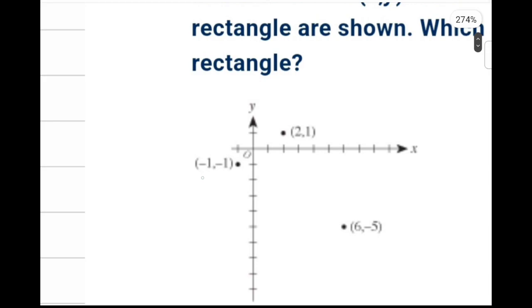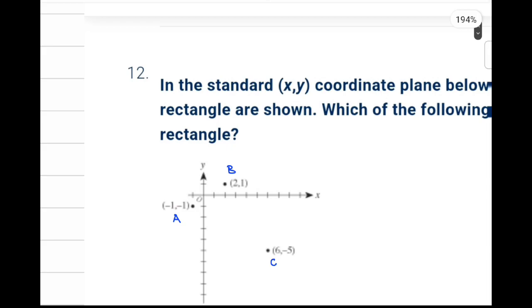So the first one is -1, -1, and we will call this vertex A. The second point, or the second vertex, is the point 2, 1. We will call it point B. And the third one is 6, -5, and we will call it vertex or point C. Our task here is to determine the coordinate of the fourth vertex of this rectangle.